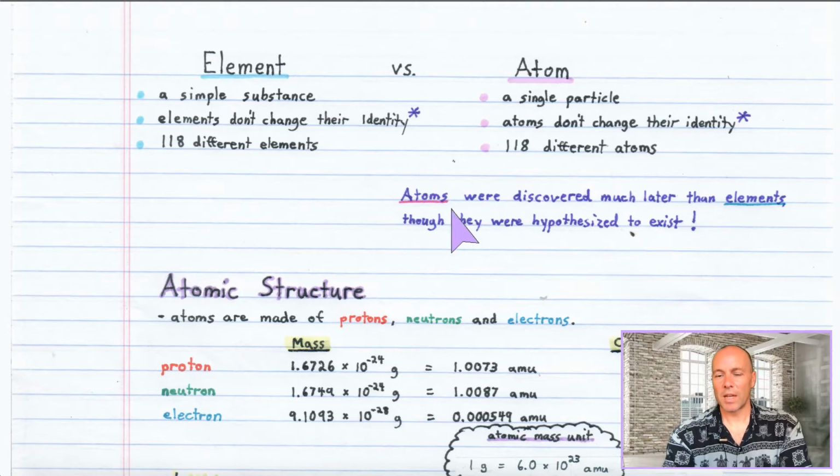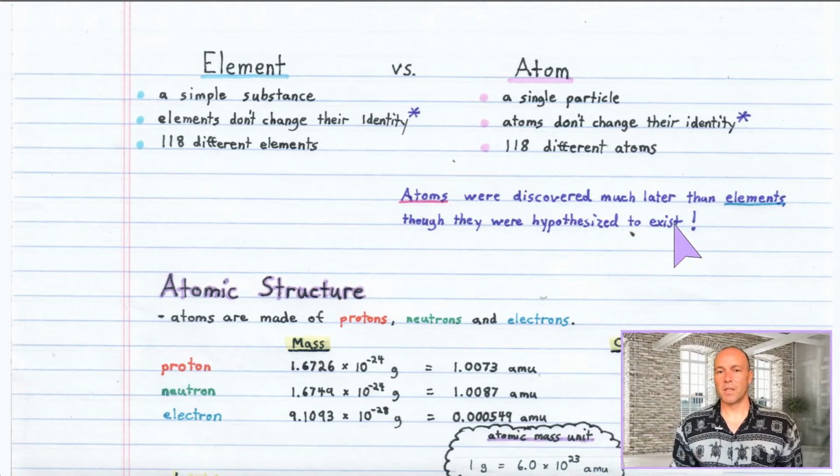It's pretty interesting that atoms were discovered much later than elements, though they were hypothesized to exist for a long period of time. So people thought about the existence of atoms for thousands of years, but enough evidence wasn't gathered to really say that yes, atoms are real until the 1900s. And that evidence was gathered much later than the elements were well established.